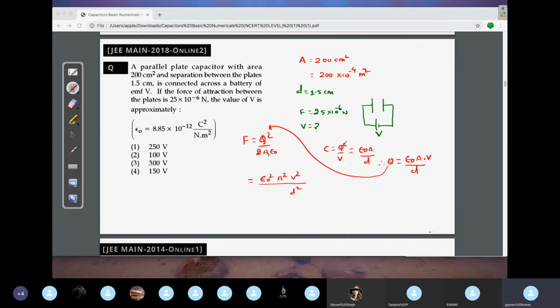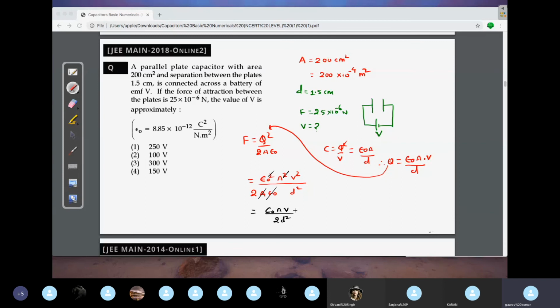Multiplied by what you have from here? 2A epsilon naught. I will write here 2A epsilon naught. So what all things are cancelling out here? You can see here, you cancel this square with this. You cancel A with this. So what is remaining now? You are left with epsilon naught into A into V upon 2 times of D square. You will get this, right?